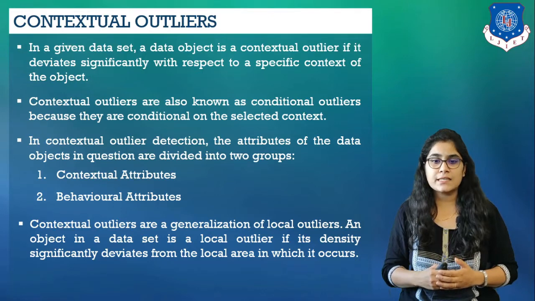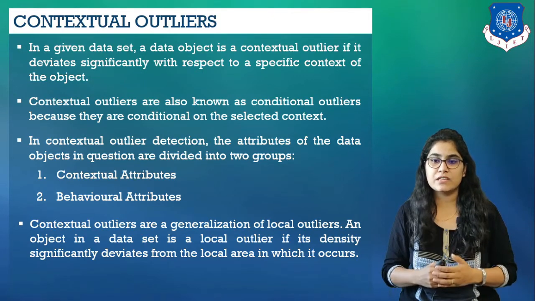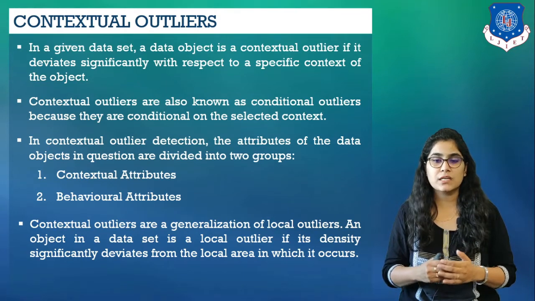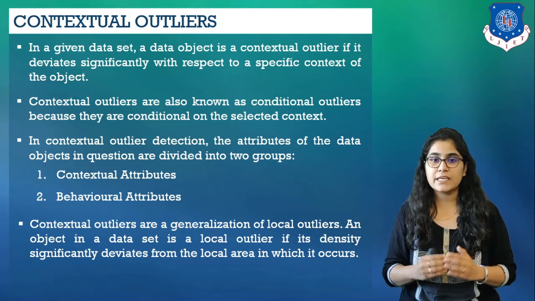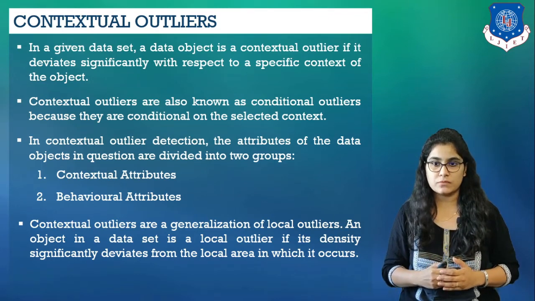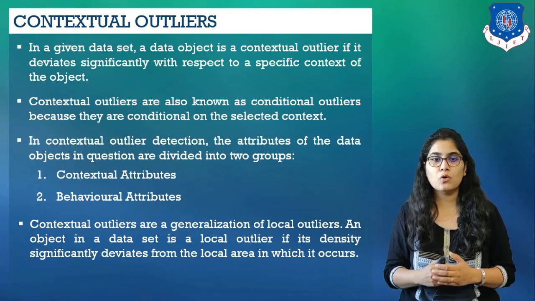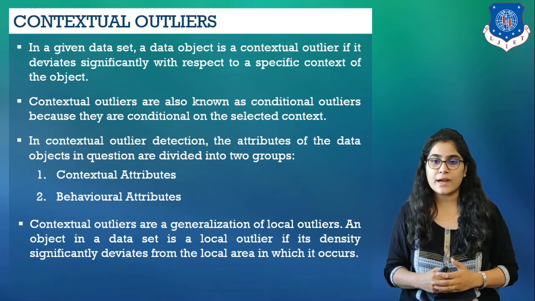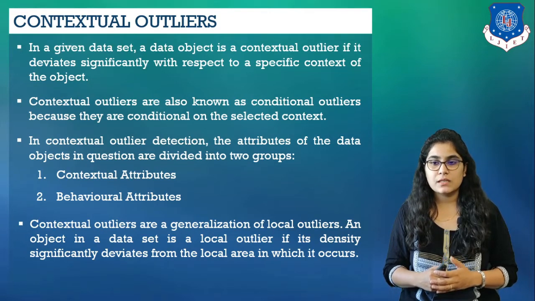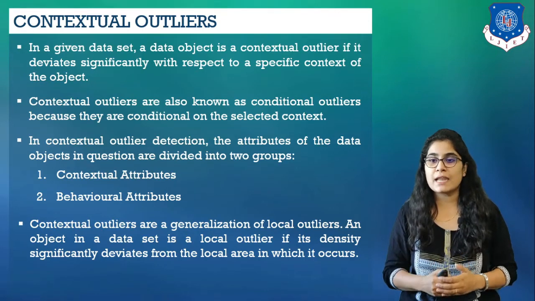An object in a dataset is a local outlier if its density significantly deviates from the local area in which it occurs. Global outlier detection can be regarded as a special case of contextual outlier detection where the set of contextual attributes is empty. In other words, global outlier detection uses the whole dataset as the context. Contextual outlier analysis provides flexibility to users in that one can examine outliers in different contexts, which can be highly desirable in many applications.